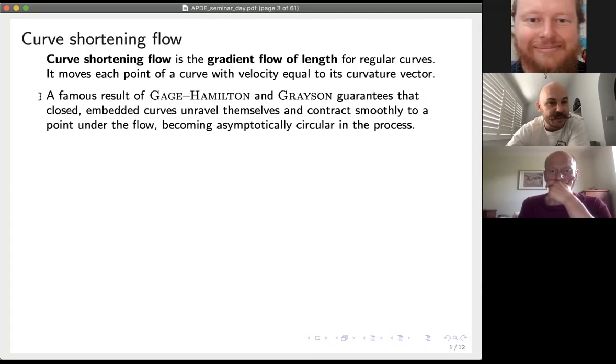That's illustrated really well by this famous theorem of Gage, Hamilton, and Grayson, which guarantees that just about any closed embedded curve, I say just about because you need an iota of regularity, can be flowed by curve shortening. It'll immediately become smooth, sort itself out, and eventually contract smoothly to a point, and its asymptotic shape is circular. So this is the best of all possible worlds theorem for geometric flows.